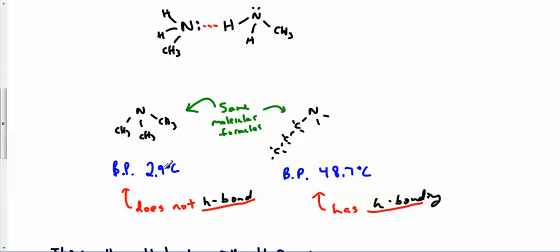Look at the effect here, because this will not hydrogen bond. Boiling point, basically 3 degrees Celsius. Here, boiling point, almost 50 degrees Celsius, all because of hydrogen bonding. And these things have the identical molecular formula. Both have 3 carbons and 9 H's.